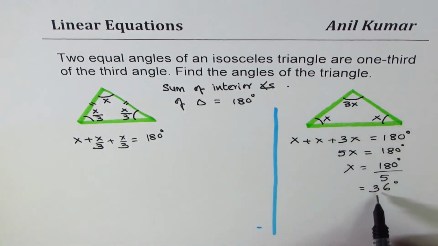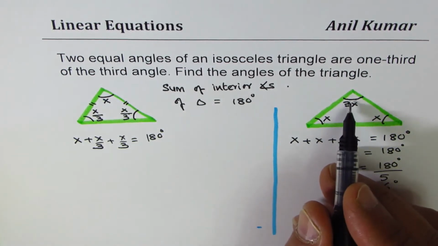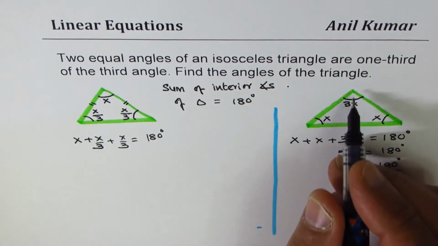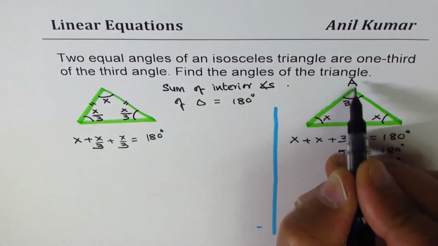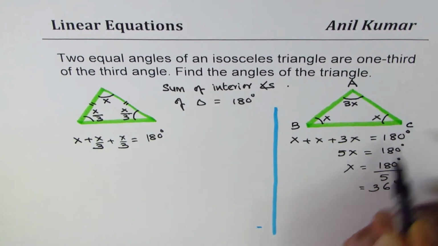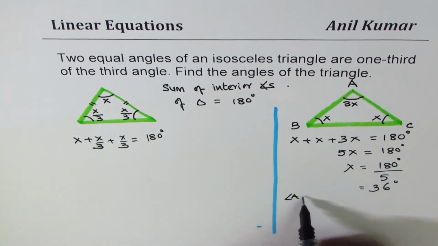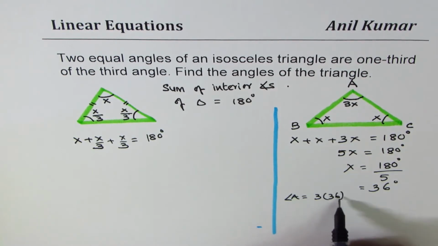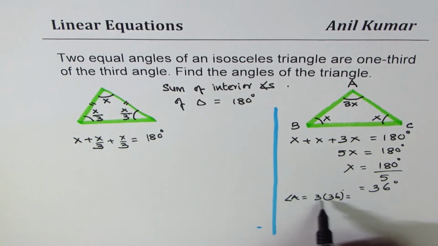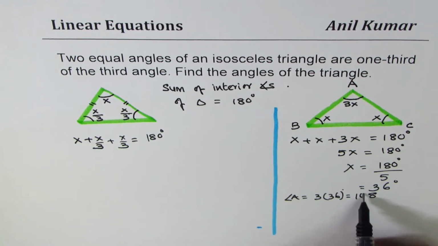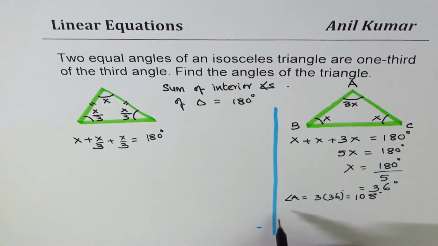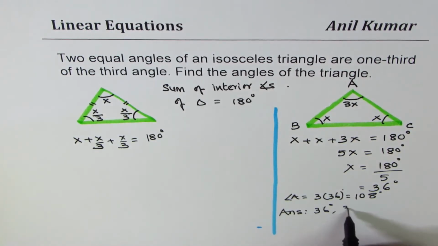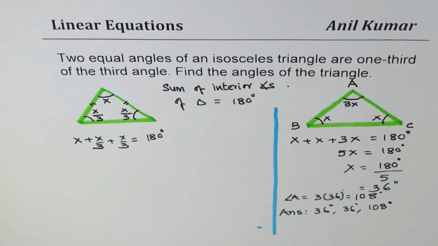You find that the angles are 36 degrees, these ones, and the vertex will be 3 times 36, right? So if I say my triangle is ABC, in that case, angle A will be 3 times 36 degrees, which is 3 times 6 is 18, 8, and 9 plus 1, 10, 108 degrees. And so we get our answer that the angles are 36 degrees, 36 degrees, and 108 degrees, correct? So this is a much simpler solution.